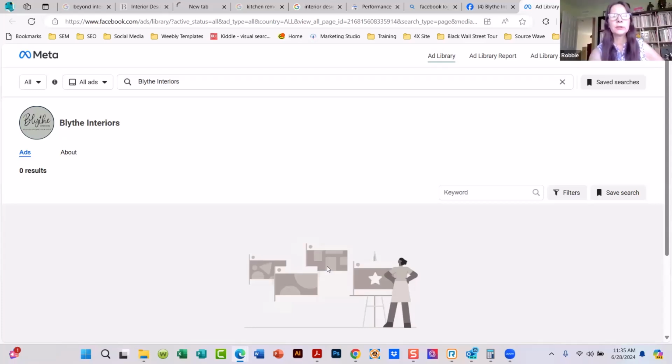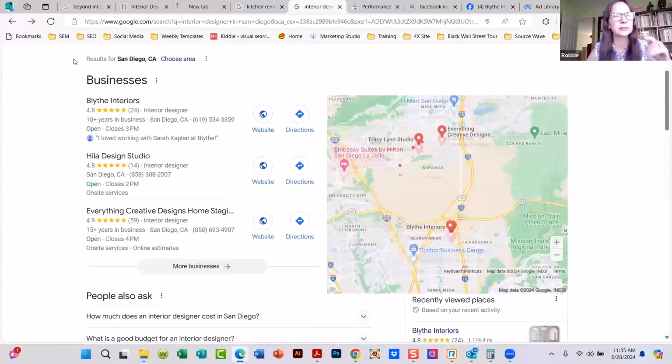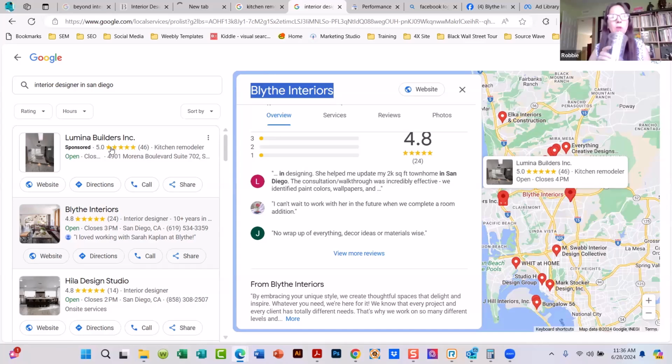Okay. When I was looking at that list, the one right above them said sponsored. So that's the only way I know. So see right there, the other one, Luna Builders or whatever, said sponsored. Okay, yes, so that can either be Google ads, or that could be Google local service ads. So it could be either of the two. Yeah, so they are running. Yeah, they are running ads for that same keyword, interior designer in San Diego.